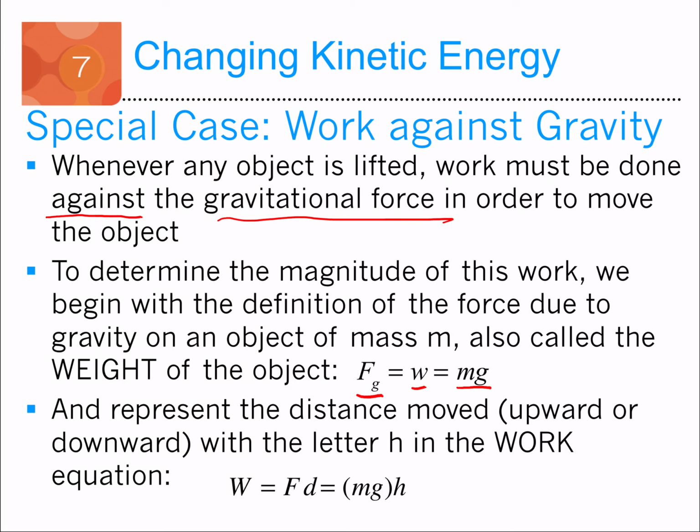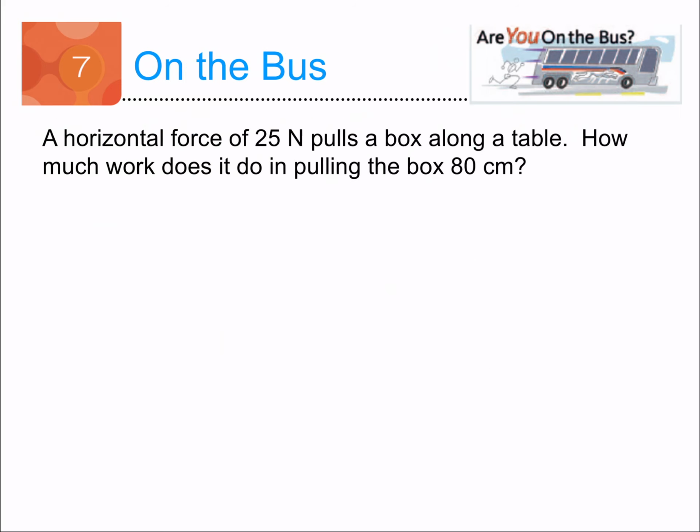Notice weight is our lowercase w. So the distance moved, upward or downward, is going to be this formula. Work is mgh. mg is your force, which is the weight. h is the amount you've moved it up or down. So anytime you're moving something horizontally, it's going to be work is force times distance. Anytime you move something vertically, it's going to be work equals mgh. Okay, let's do some problems.